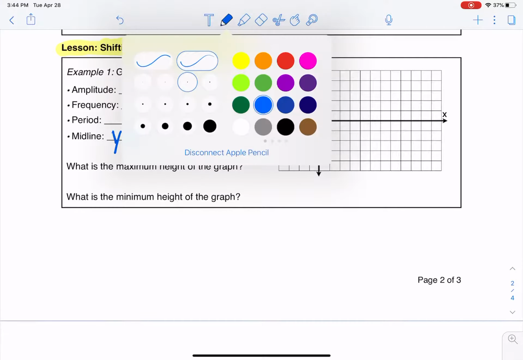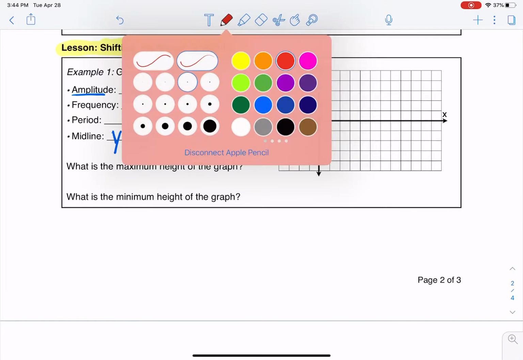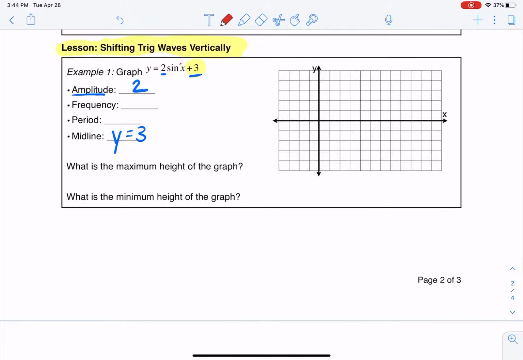So remember, the amplitude is given by the number in front of the sine or cosine function. So that's a 2. My amplitude is 2 here. My frequency is given by the coefficient of x. There's no coefficient of x shown there, so we're going to assume it's 1. So our frequency is 1. That means we repeat one cycle in every 2 pi units.